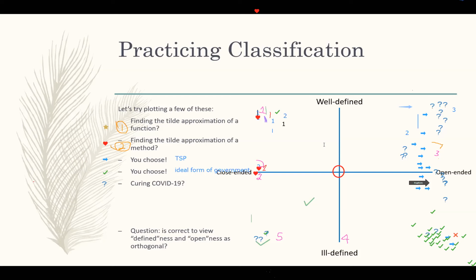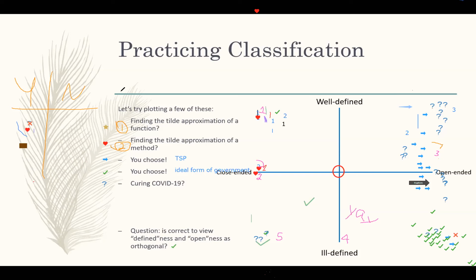All right. Question here for you guys. Is it correct to view these as being orthogonal? Right. So I have basically these 2 axes set up. Is it correct to view them like this? Yay or nay? Maybe I'll try to draw a little poll here. I'll put my yes or no. You can put your marks under there. So yay is both ill-defined and open-ended. Okay. So most people say it is correct to view them as orthogonal.